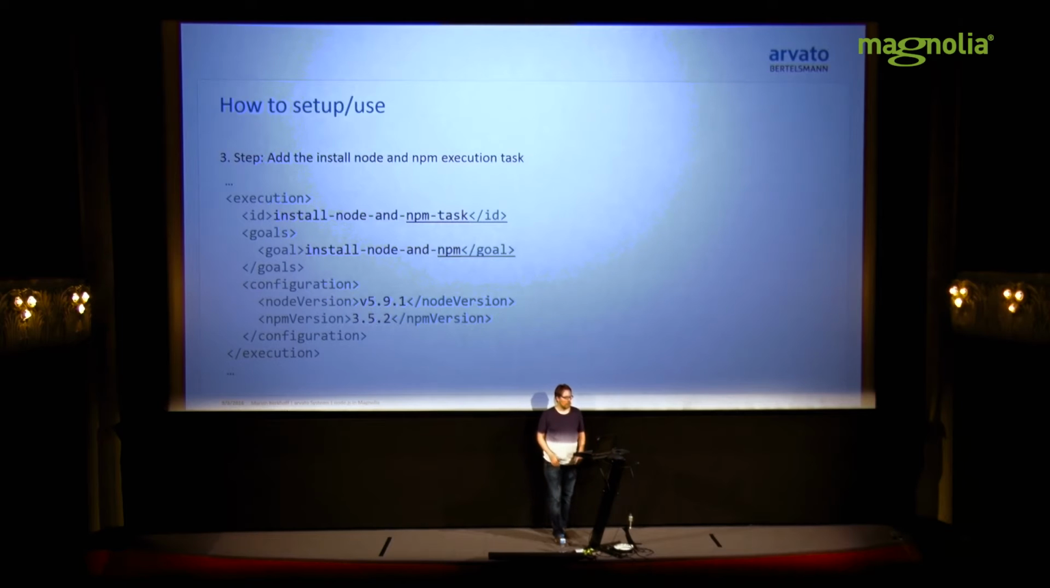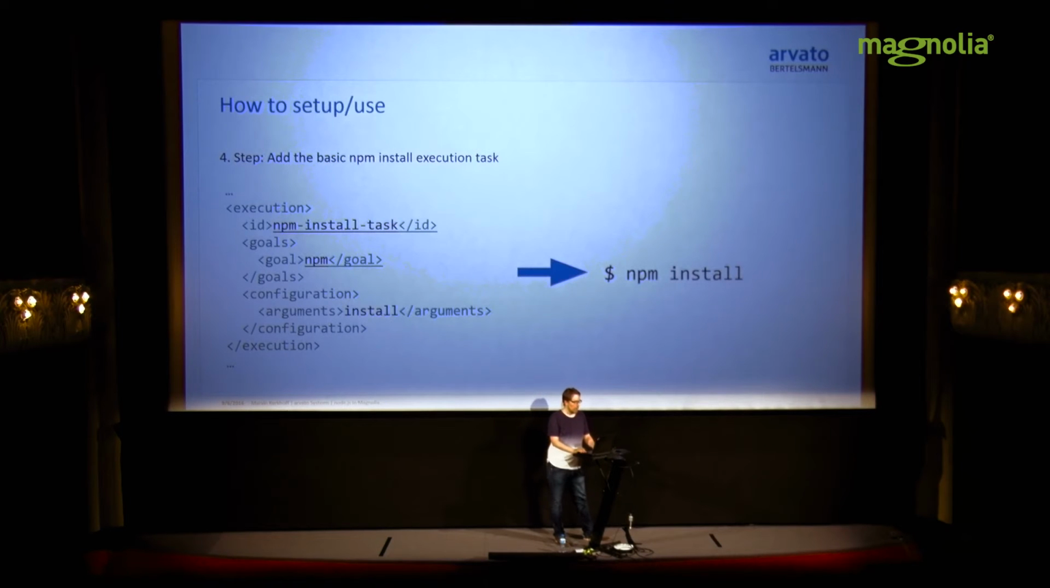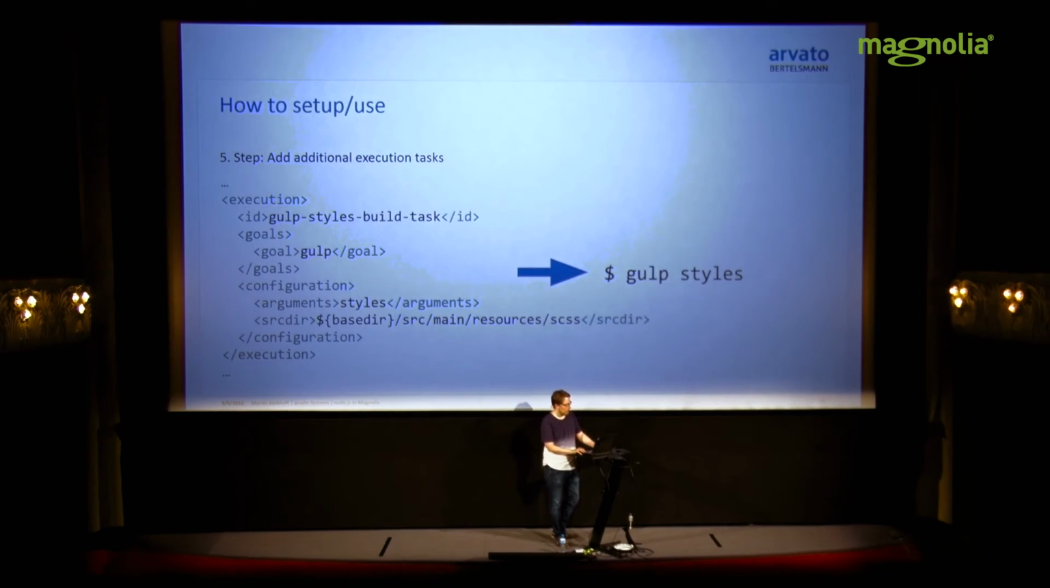Then you add the install task for Node, which will only be installed once if you don't have it on your machine. The installation is local, not global, so only in this project. Then you add the npm install task, which gets all dependencies from the npm repository. And then you can add what you want.